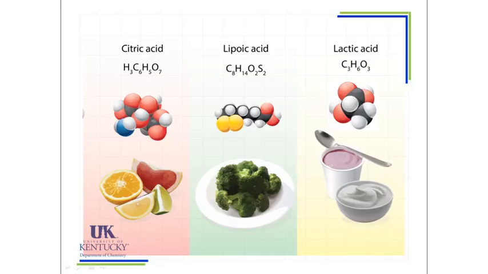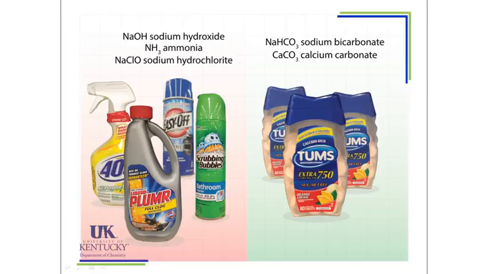Here we see examples of acids found in foods. We have citric acid found in fruit, lipoic acid found in broccoli, and lactic acid found in yogurt. These are just a few of the examples where acid is present in foods. We also see bases in many substances around us, as many cleaners contain a base. We also see bases such as sodium bicarbonate or calcium carbonate present in Tums, Rolaids, or other antacid tablets.